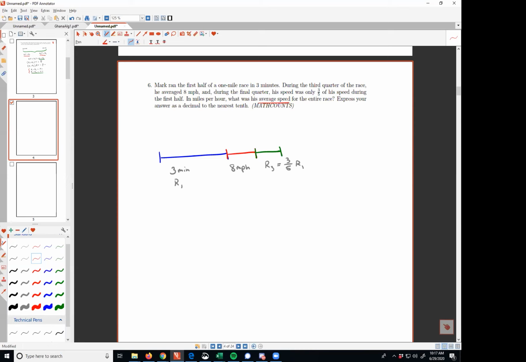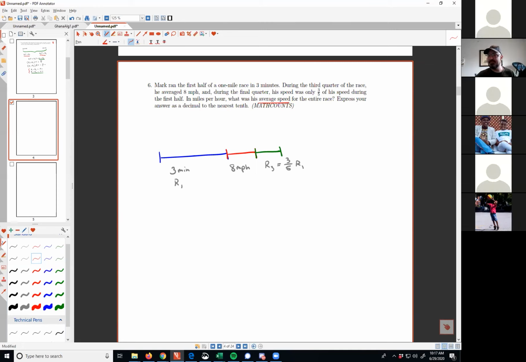How can we think about this one? They're showing us the information we know about each interval. For the first, which was half, we know he ran for 3 minutes. For the next one, we know he was going at a rate of 8 miles per hour. And finally, we know that his rate in the last stretch of the race was 3/5 of his rate at the start of the race.